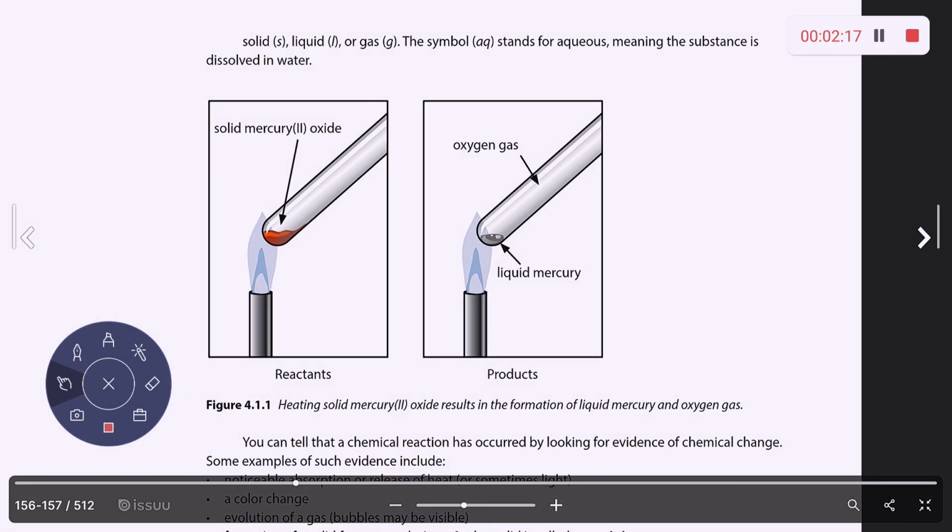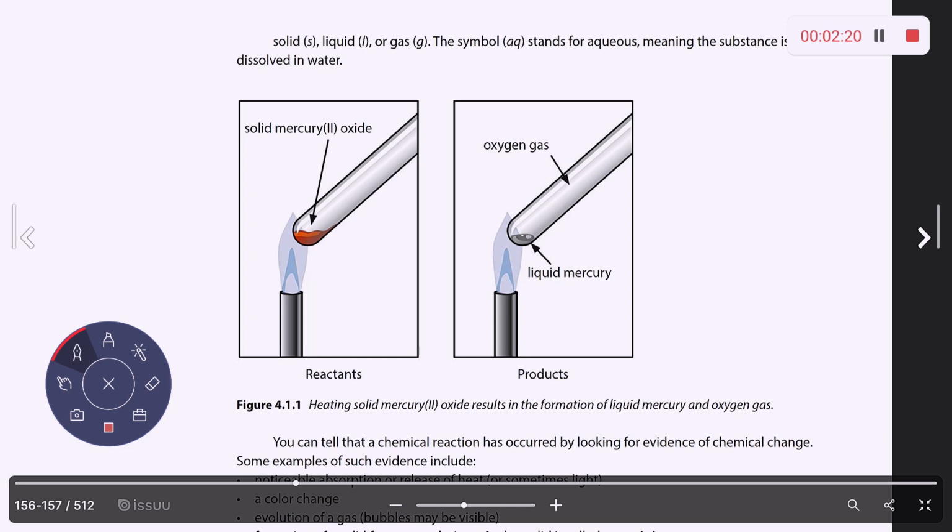Okay, on the next page, they reiterate the different states of matter. So here you'll notice that they tell you that an S in parentheses after a formula represents a solid. An L in parentheses is a liquid. A G in parentheses is a gas. And if you see the symbol aq after a chemical formula, that stands for aqueous. Aqueous means that that substance is dissolved in water. So solutions will have an aq after them because they are dissolved in water.